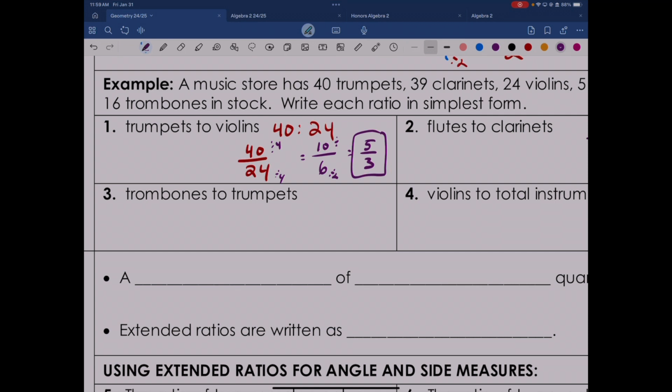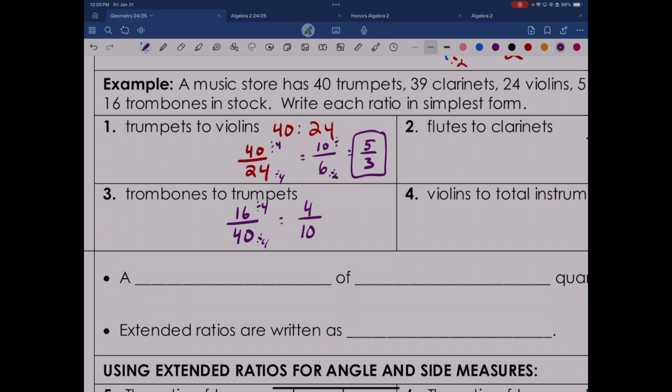How many trombones are there? 16. Trumpets, 40. It's a number that goes into both 16 and 40. 4, very good. So we're going to divide both of those numbers by 4. 16 divided by 4 is 4. 40 divided by 4 is 10.